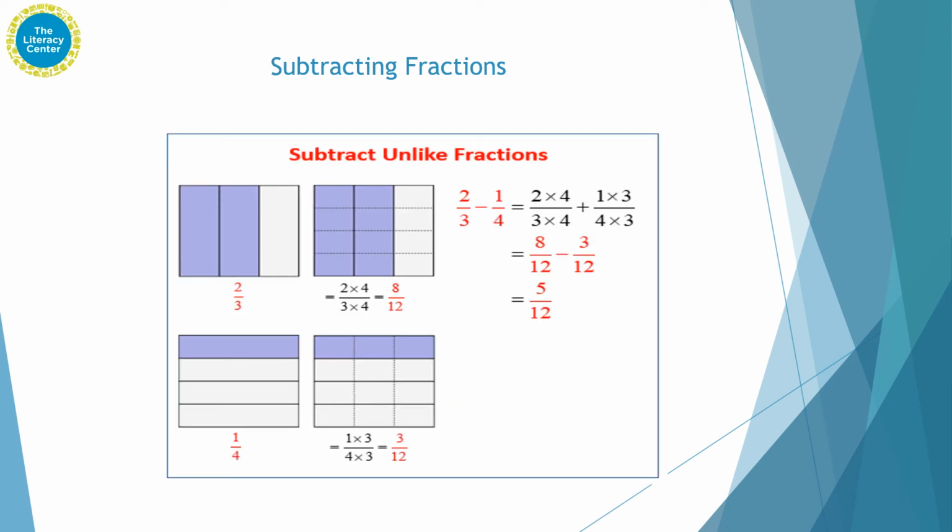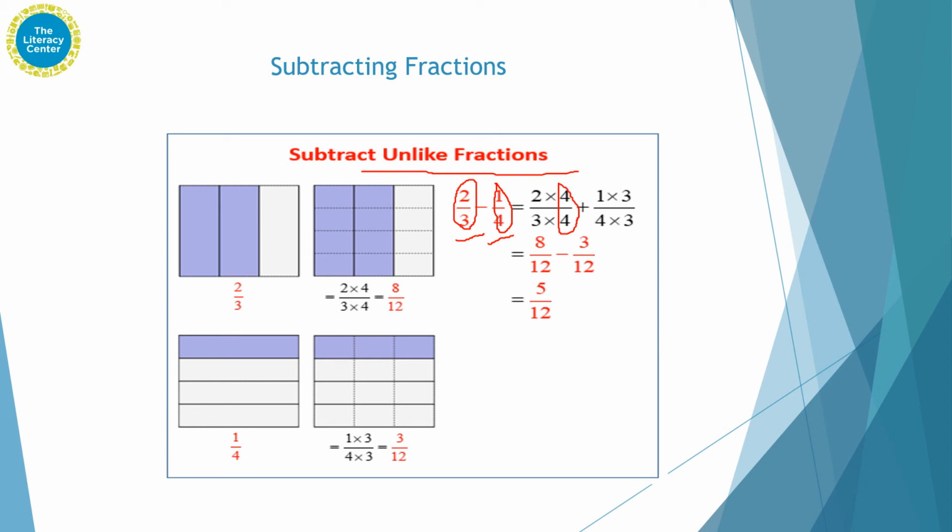Let's see this example here where we have unlike fractions. Here we need to subtract 2/3 minus 1/4. Here you can see the bottom numbers, or denominators, are different. So we call them unlike fractions. The first thing we need to do here is find the least common multiple, right?